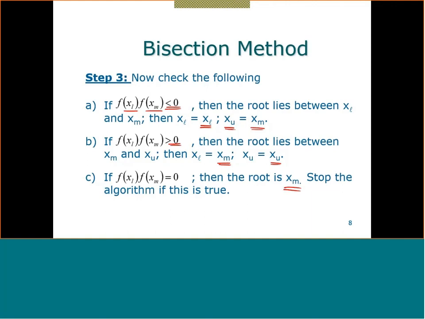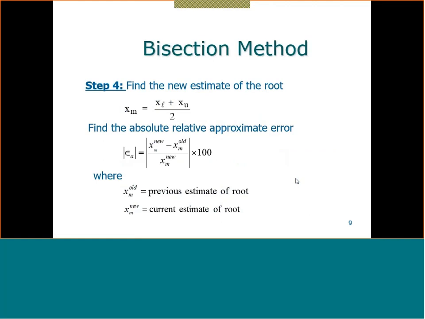Okay, now you find the new estimate, and then you will find the error. Remember, this is something very important. I will say this again and again. This is the stopping criteria, which is the absolute relative approximate error. This is what we will always use to know where to stop our algorithm.